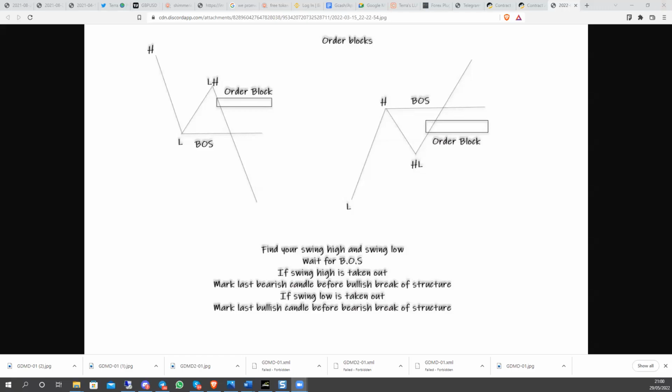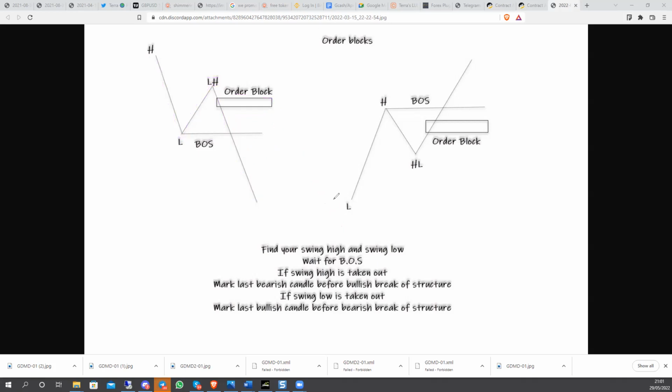So I think that this flashcard here explains it really well. Let me just grab the annotator. So we had a high, a low, a lower high, and then we took out the low that created this lower high. And then we mark the last bullish candle before this break of structure. That is your order block. And then we hope that price pulls back to here and gives us a reaction off of that. So that is for the bearish.